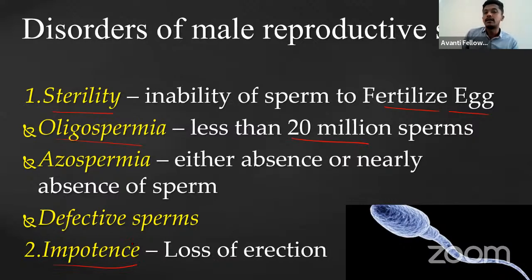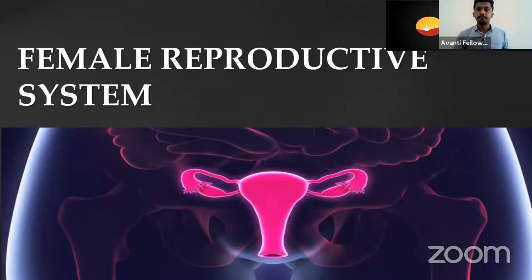Next one is impotence, that is erectile dysfunction. A man will not have the capacity to cause an erection which can be good enough for penetration or copulation. So that is called as erectile dysfunction. So these are the disorders of the male reproductive system.